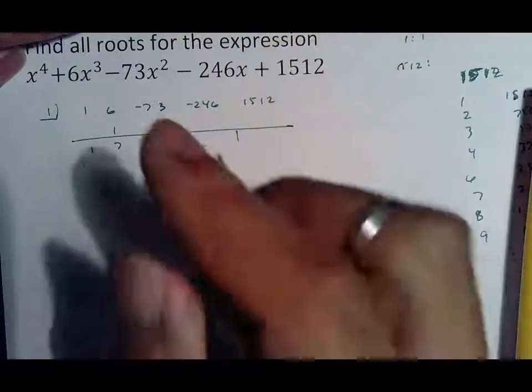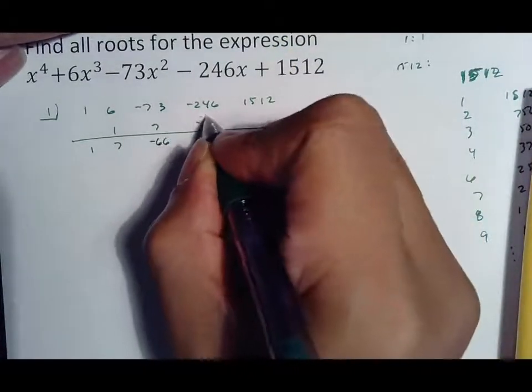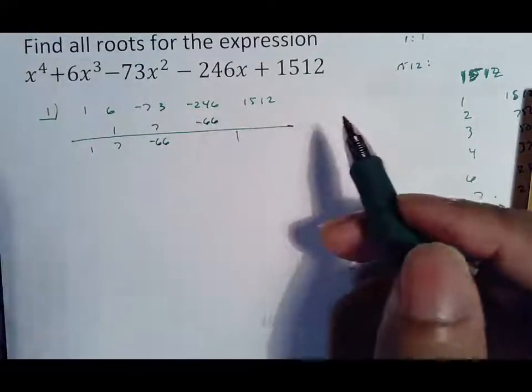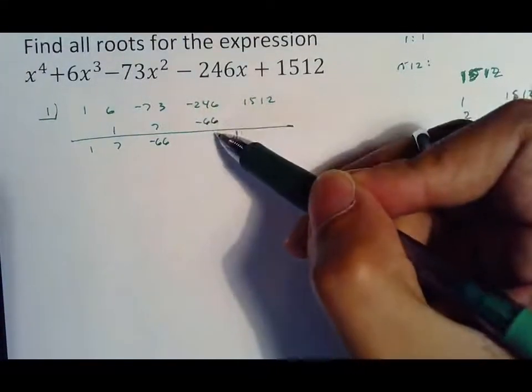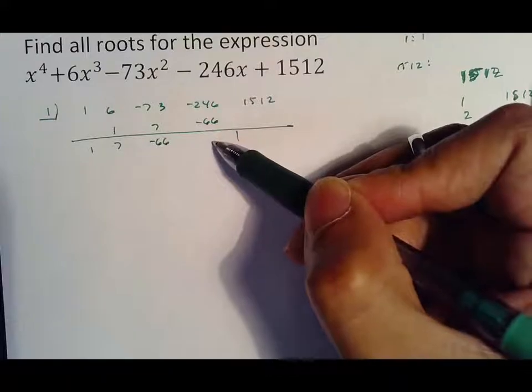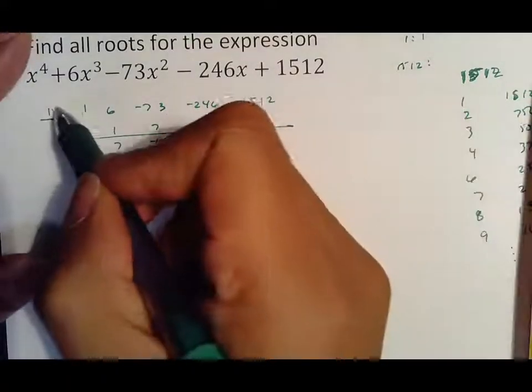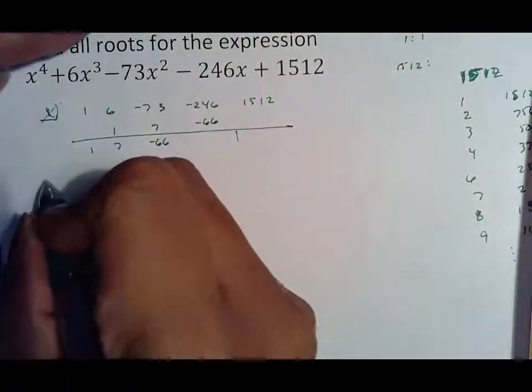73 minus 7 is negative 66. Here's the thing, use your common sense here. That and that is going to be maybe 300 something. Negative times 1, which is negative 3 something. 1 is not it. So we're going to try negative 1.